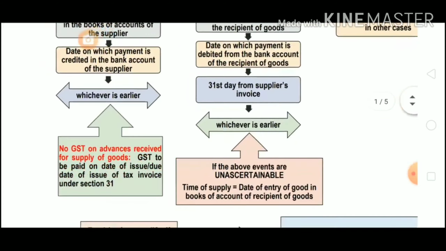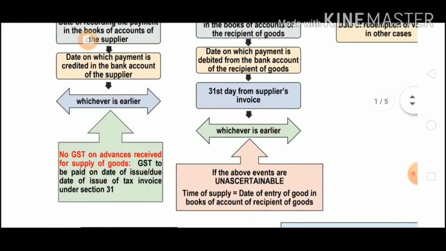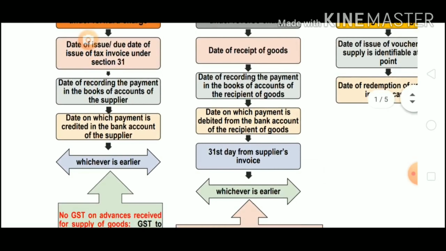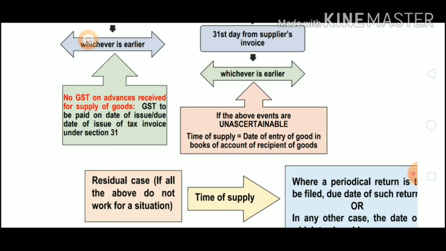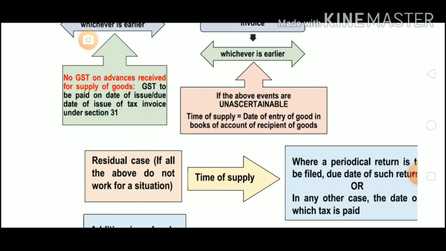In case of reverse charge, if this is not identifiable, if these 4 days are not ascertainable, then what will we take? We will take the time of supply as the date of entry of goods in the books of account of the recipient of goods. When the recipient makes the entry of goods in his books, we are not talking about payment entry, we are talking about goods entry. Okay, then we'll take that date as the time of supply.